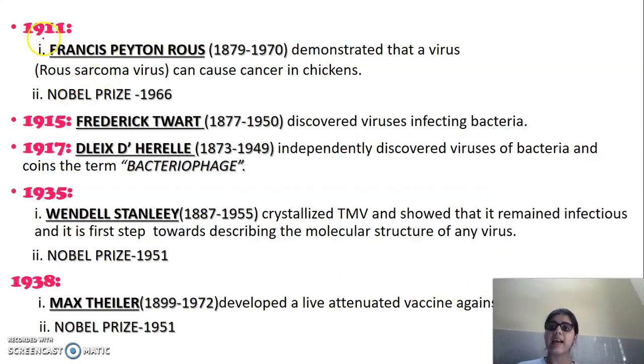In 1911, Francis Peyton Rous demonstrated that a virus, that is Rous sarcoma virus, can cause cancer in chickens. He was awarded the Nobel Prize in 1966 for his work.